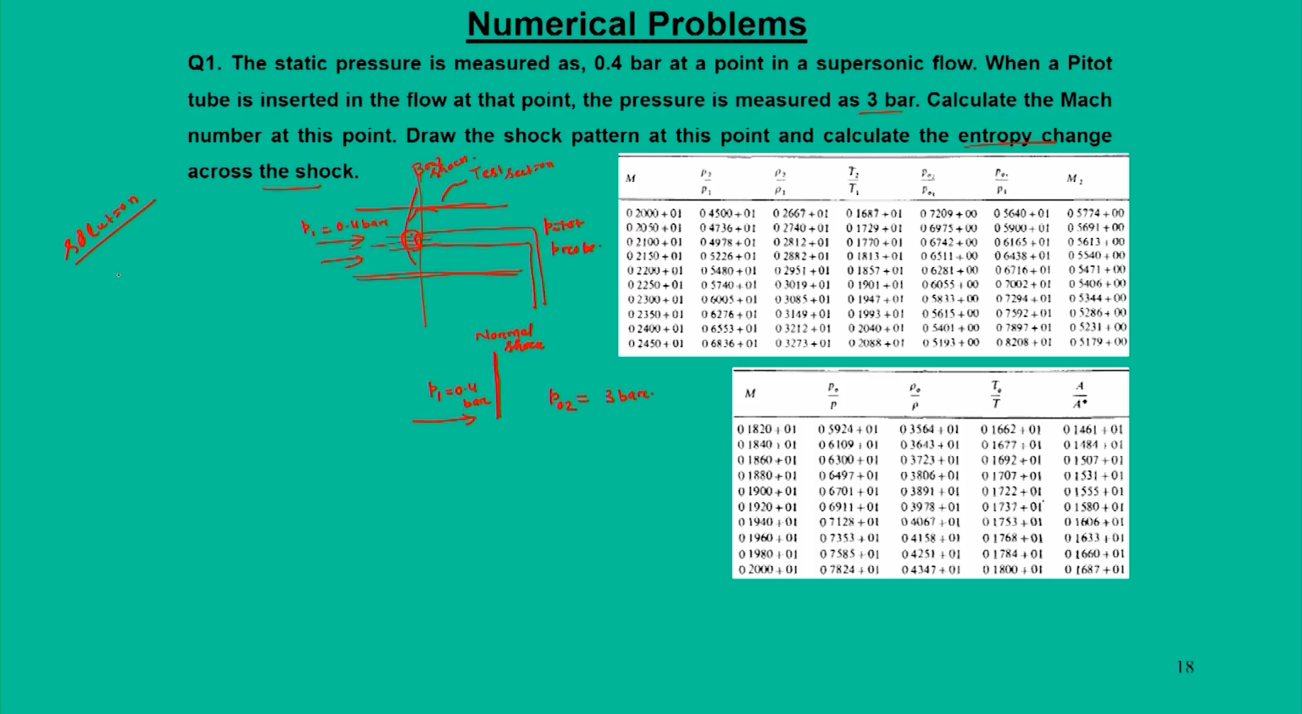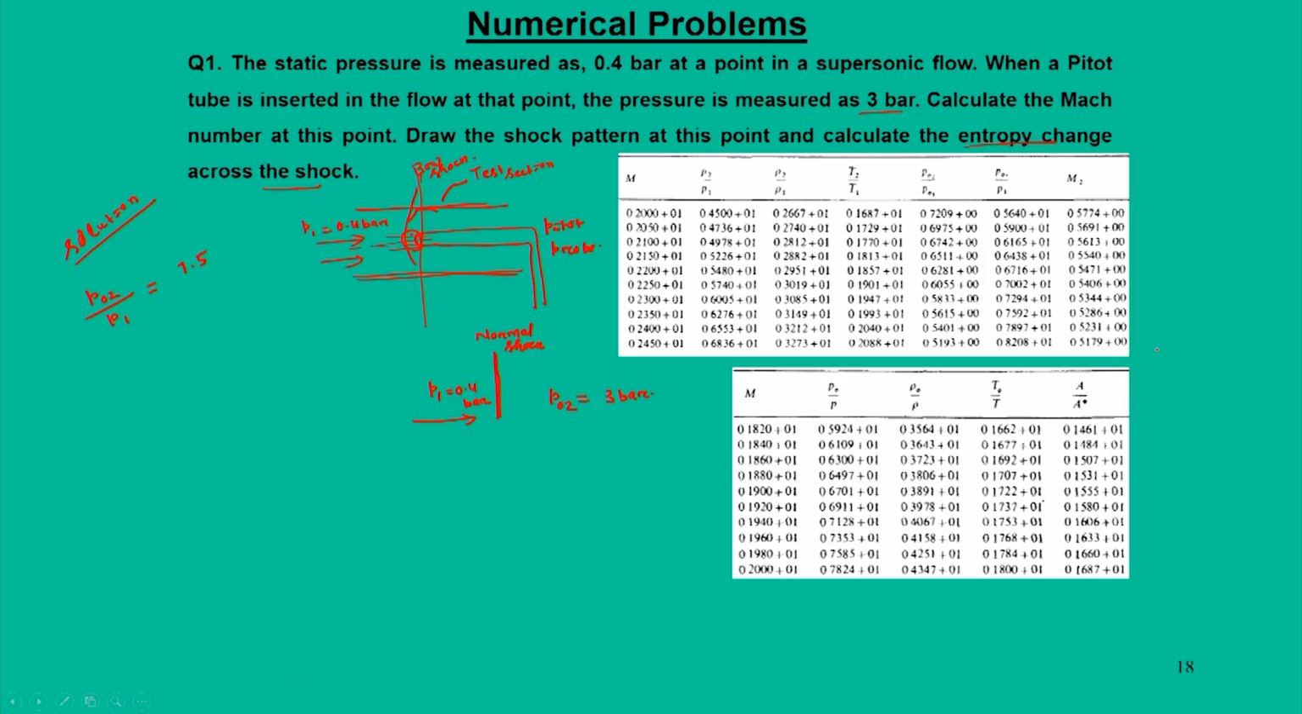So, we know these two pressures, then we can find out the relation, what is P naught 2 by P1, because this ratio is P naught 2 by P1. So, this is nothing but your Rayleigh-Pitot equation, and that ratio is 7.5, that is 3 bar by 0.4 bar, and this is the case for a normal shock. So, what we have to do is refer to a normal shock table that involves this ratio P naught 2 by P1.